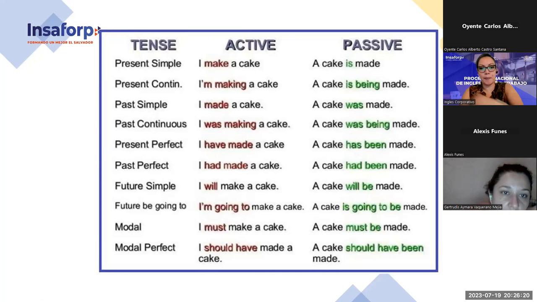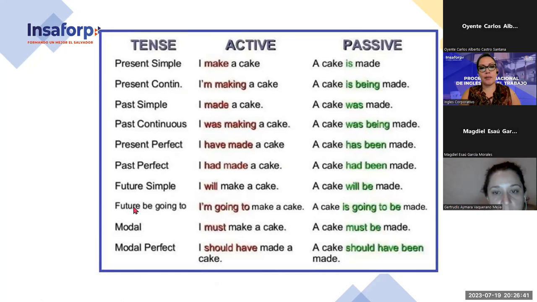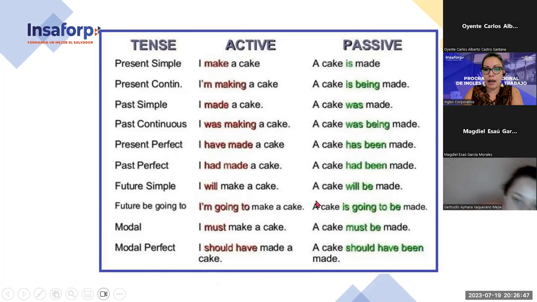modificando el auxiliar también. Past perfect, I had made a cake. A cake had been made. Future simple, I will make a cake. In passive, a cake will be made. Aquí seguimos viendo. Tenemos el future con be going to, también passive. I'm going to make a cake. A cake is going to be made. Con modals, I must make a cake. A cake must be made. Modal perfect, I should have made a cake. A cake should have been made.